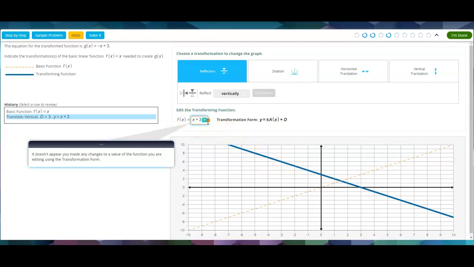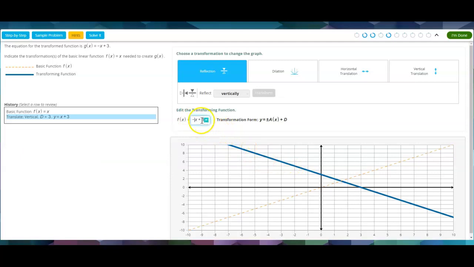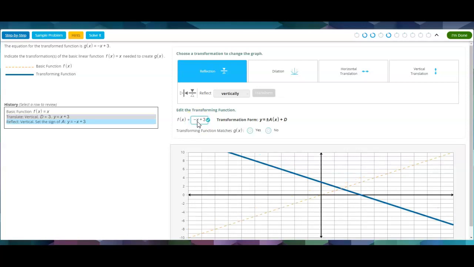But we forgot to put the negative at the front, which is what we just said we were doing: we were reflecting. We were making it negative. Now are we done? Have we accounted for the negative and accounted for the plus 3? Yes, we have.